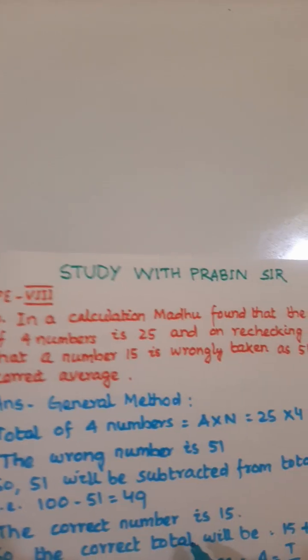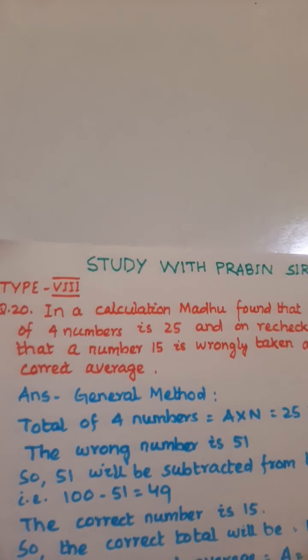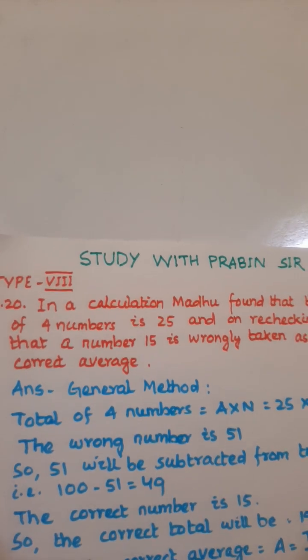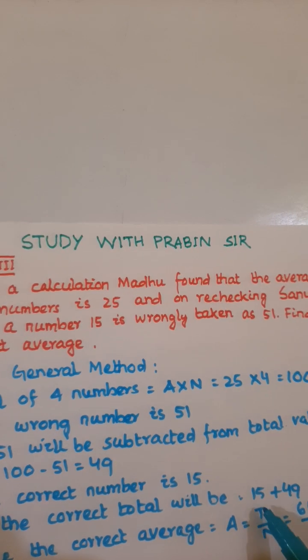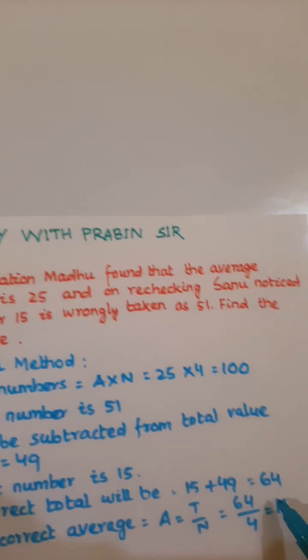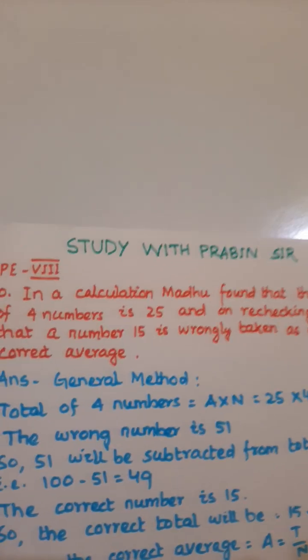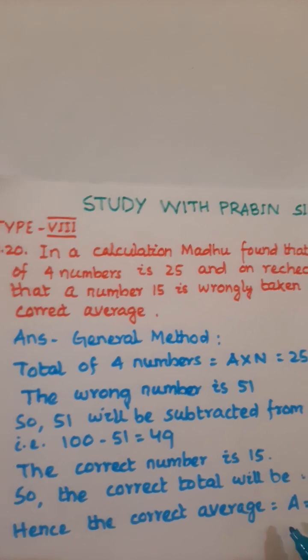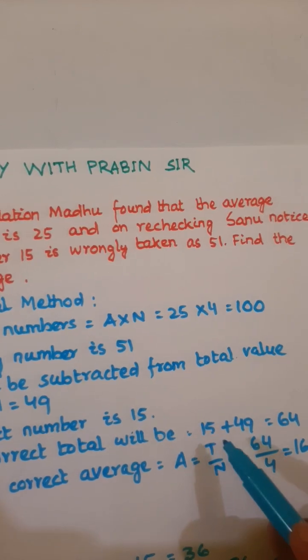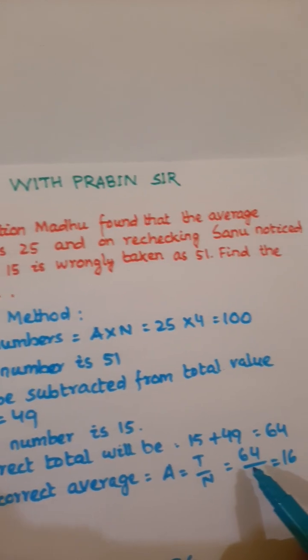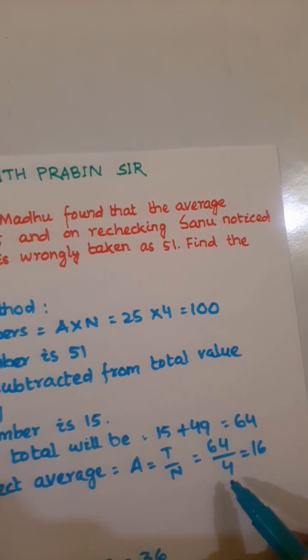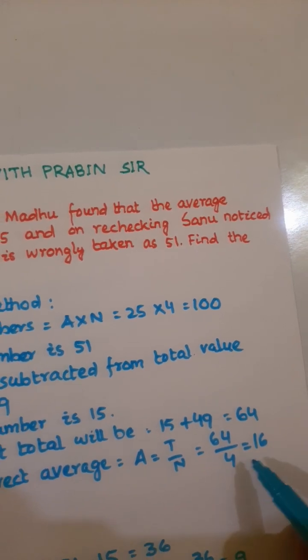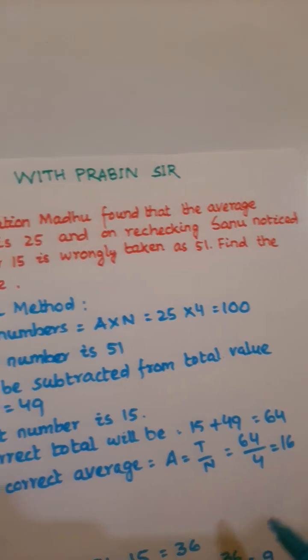The correct number is 15. That means the correct number will be added to 49. That is 15 plus 49, which is equal to 64. So the correct average will be A = T / N. Here T, the total value, is 64, divided by 4, the number of numbers. That is equal to 16.